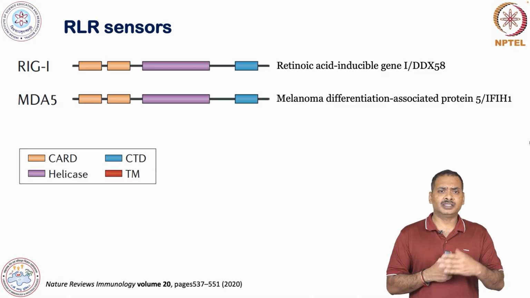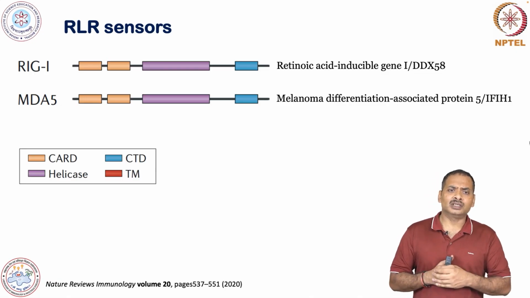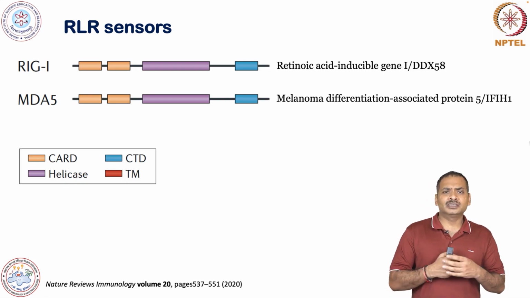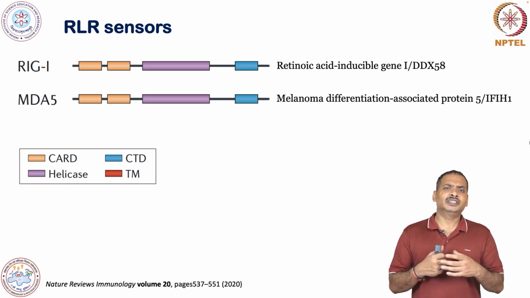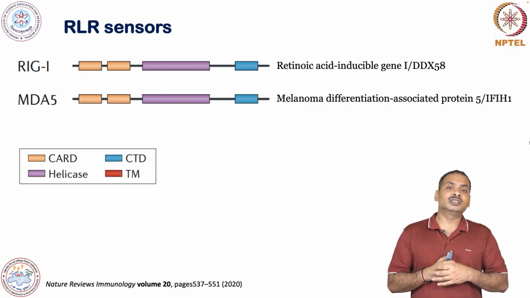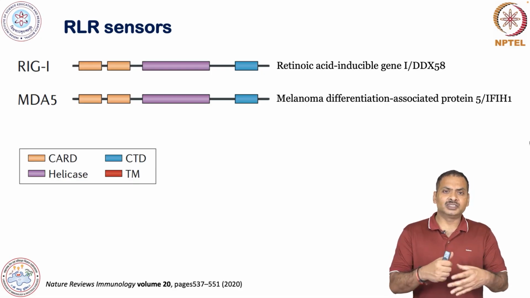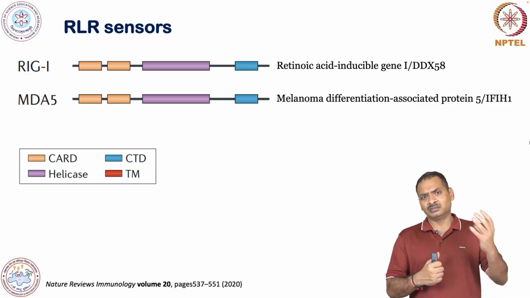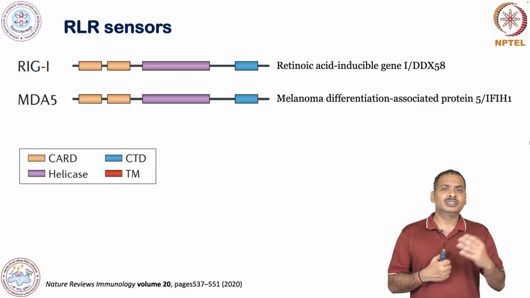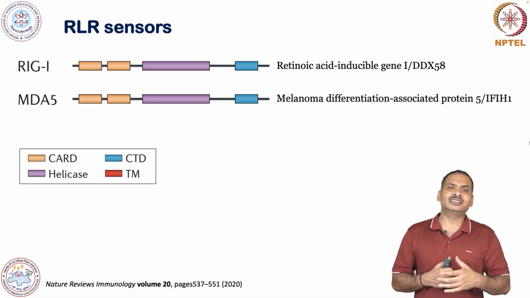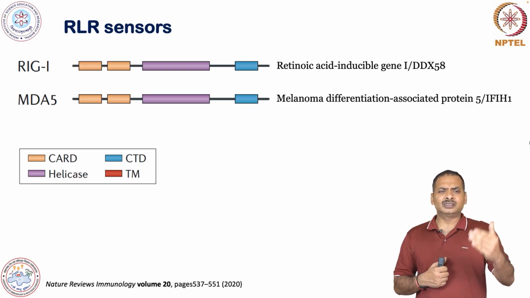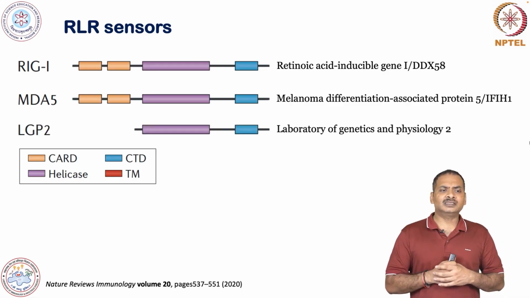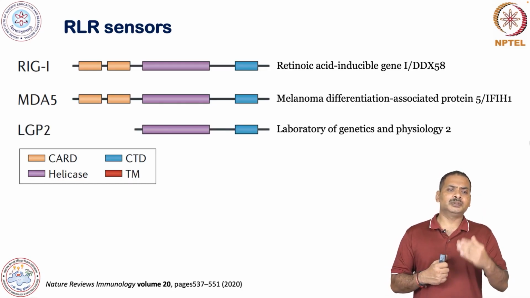Here it is shown in purple color. So this RNA helicase domain is very much essential in order to bind with the ligand. You will see I have a schematic for how this ligand, the RNA molecule, is binding with this sensor. So these are two major sensors, and there is one more sensor which we call LGP2.